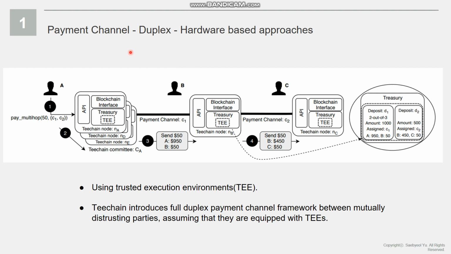And this is duplex payment channel in hardware-based approaches. You can see this is the protocol of T-chain, and T-chain uses a trusted execution environment and introduces a full duplex payment channel framework between mutually distrusting parties, assuming that they are equipped with TEEs.